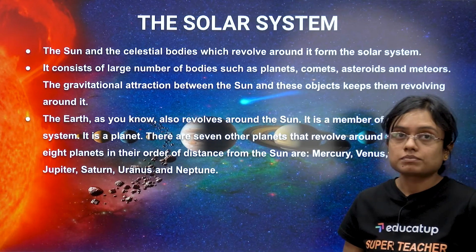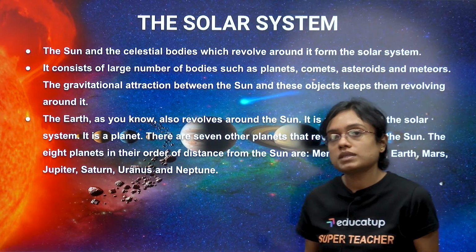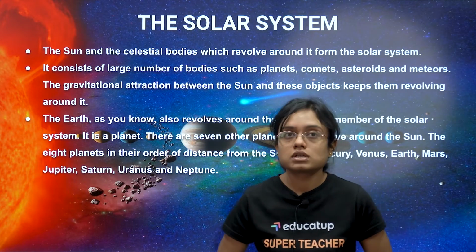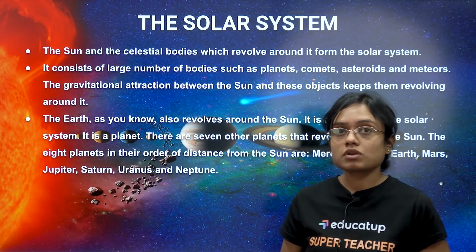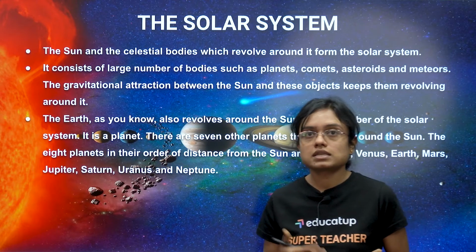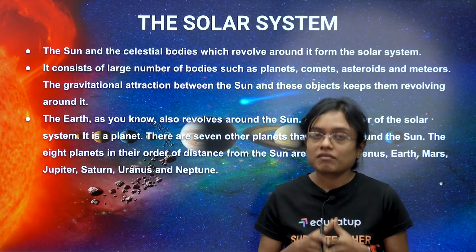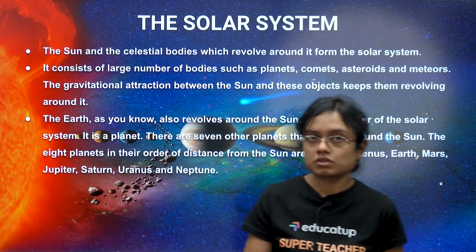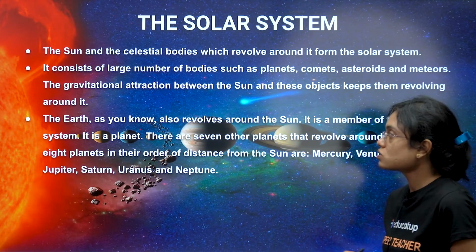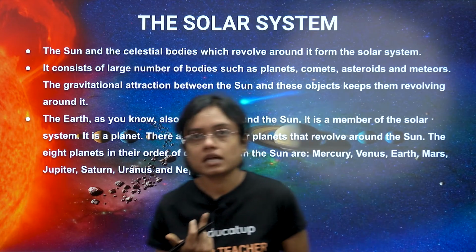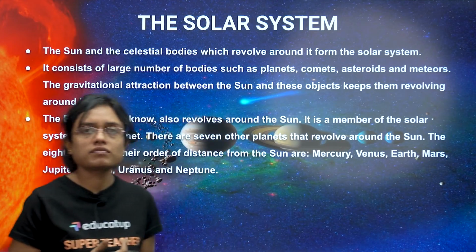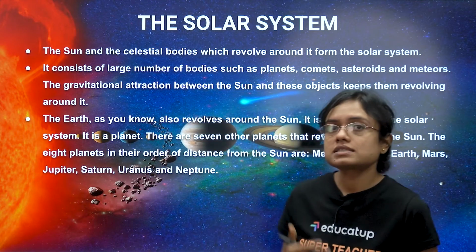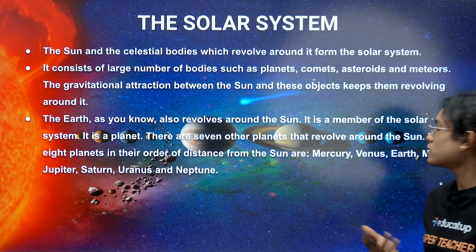The solar system. Now, the sun and all the remaining celestial objects which revolve around the sun form the solar system. It consists of a large number of bodies such as planets, comets, asteroids, meteors. The gravitational attraction between the sun and these objects keeps them revolving around it. The earth, as you know, also revolves around the sun. It is a member of the solar system. It is a planet. There are 7 other planets that revolve around the sun.